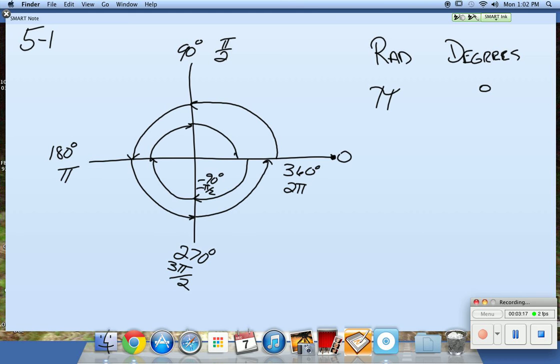Why is it important to know that? Why is it important to know the negative sides of it as well as the positive? In case there's a negative number. Why else? Notice the direction. Notice the direction. Positive is always counterclockwise. Negative is clockwise.